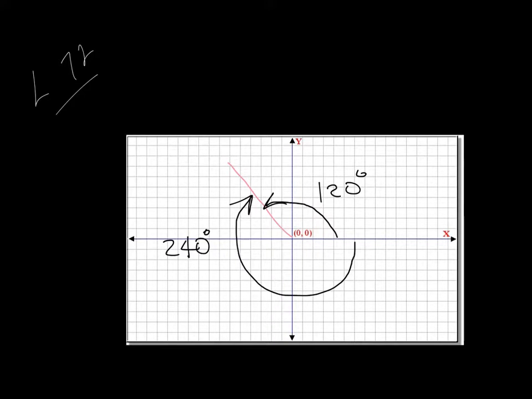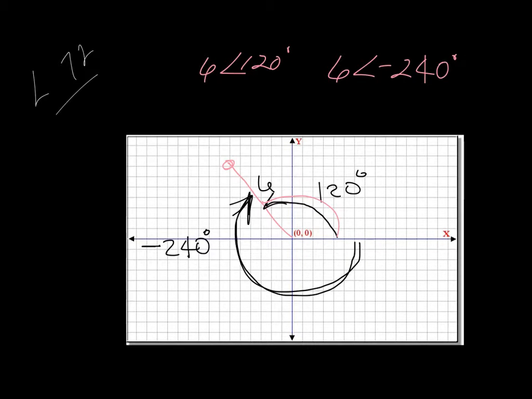So that's a 240, but since we came from this direction and went this way, it's a negative 240 degree angle. So I can name that line using polar coordinates, and let's say that this line is 6 long. I can name that point right there as 6 at 120 degrees if I come this way, or I can also call it 6 at negative 240 degrees if I come at it from this direction. Okay, so either way works. It's just two different ways to name the same point right there.